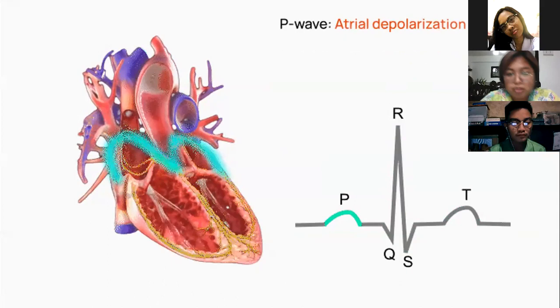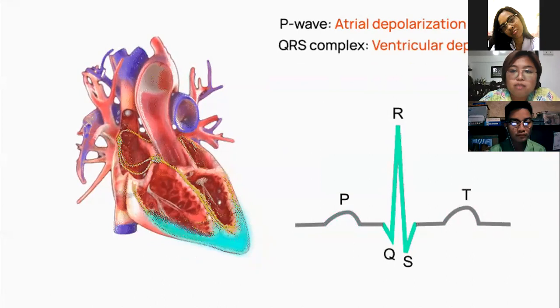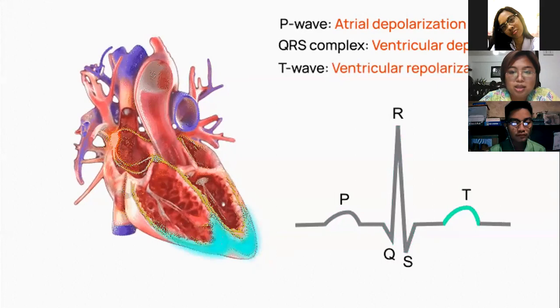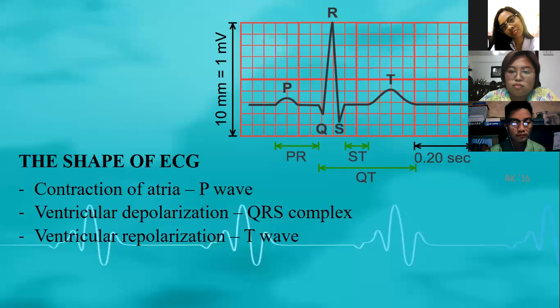So always remember, pag P-wave daw po, ibig sabihin ay atrial depolarization. Pag QRS, ventricular depolarization, then T-wave, ventricular repolarization. Remember, yung dalawa po ay depolarization, pero ang pinagkaibahan, pag P, atrial, QRS, ventricular, then T-wave is ventricular repolarization. So, ayan. The shape of ECG. Ayan po ang ating pag-aaralan. Contraction of atria, P-wave, atrial depolarization. Pero pagdating sa QRS, ventricular. Bakit sila na-determine ng atrial ventricular? Alam ko medyo confused kayo.